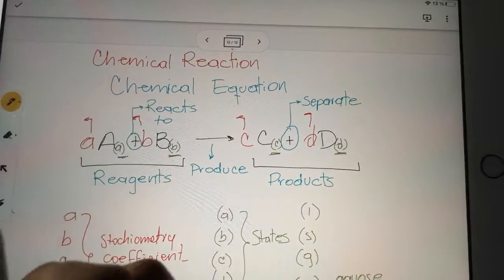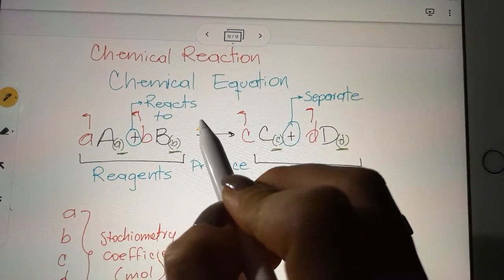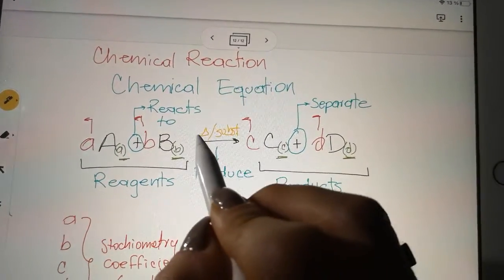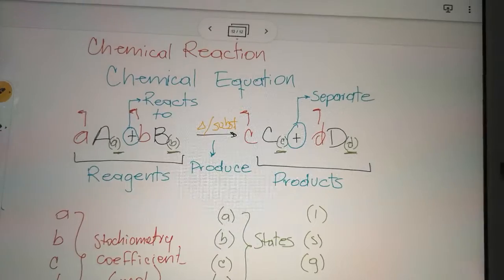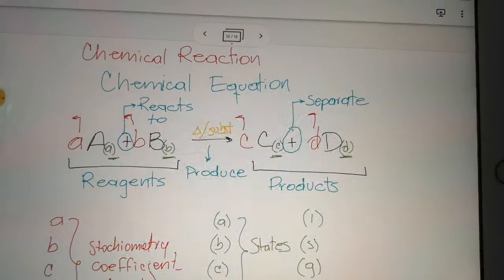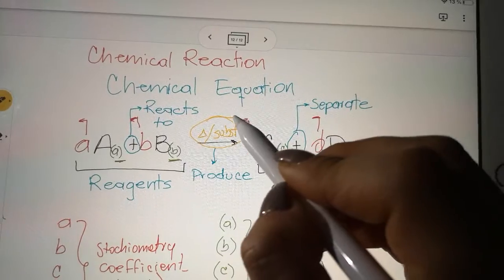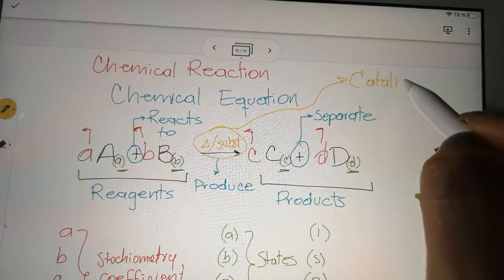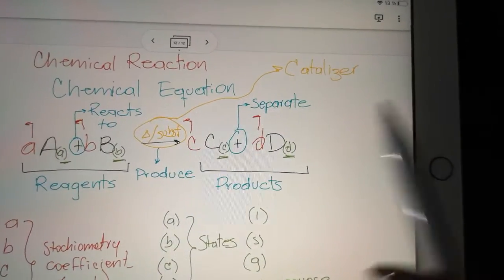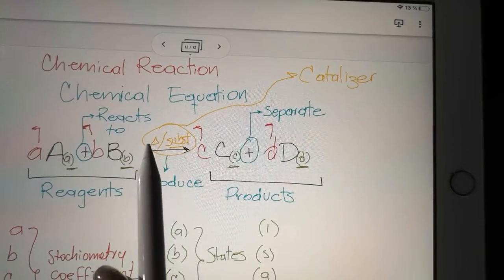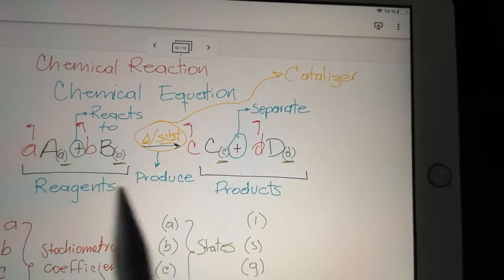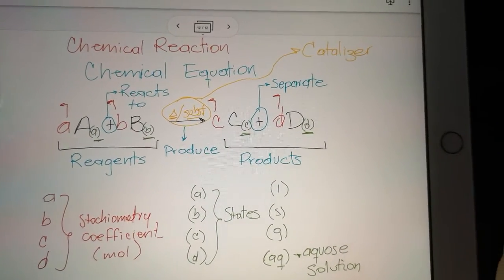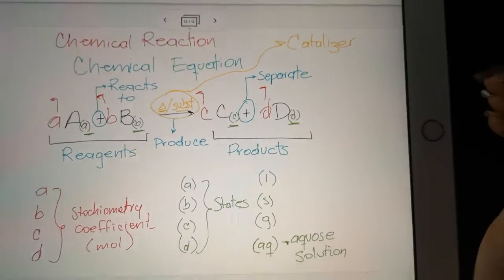Other thing that you can find here, for example, on the arrow, you can find this, okay? Or the triangle, or a substance, okay? On or below the arrow. So what is the meaning of this? The meaning of this is a catalyzer. A catalyzer is a substance in the case of this, or in the case of this it is heat, okay? It's something that helps to make the reaction faster, okay?